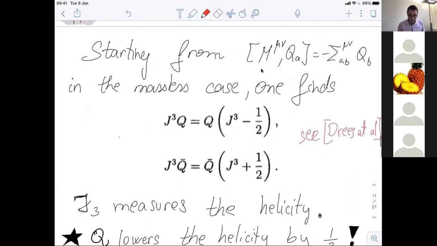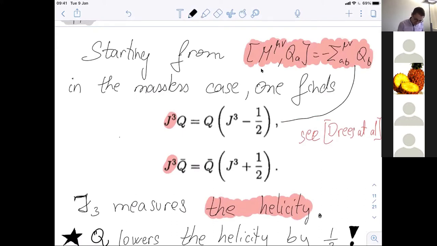So let's go to the supersymmetric case. Remember that we have this relation in the supersymmetry algebra. And M mu nu are the Lorentz generators. So let's pick the massless case because it's easier. If we are in the massless case, we identify the little group, which will be this. The generator of the little group will be this J3, the projection of the spin on the axis of motion, and it measures the helicity of the particle.